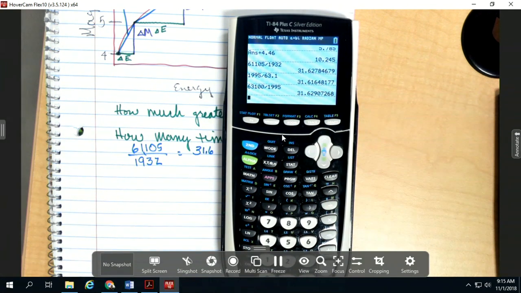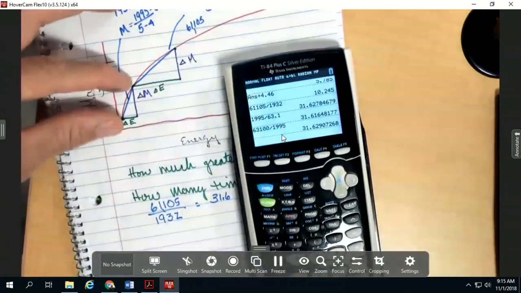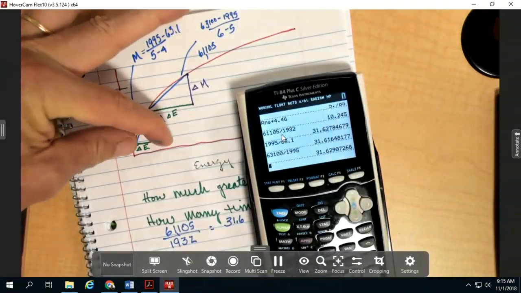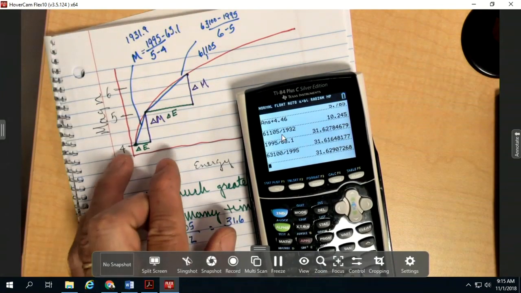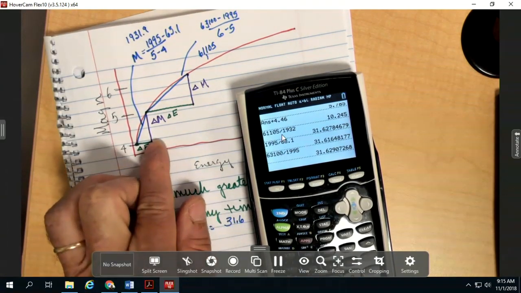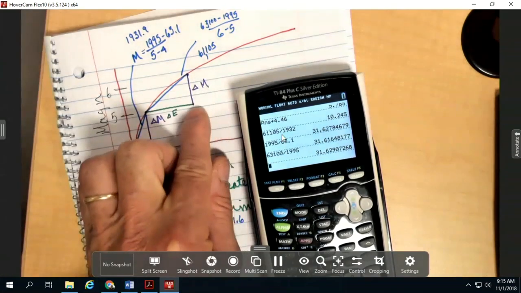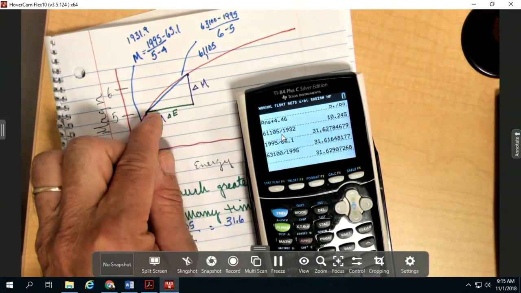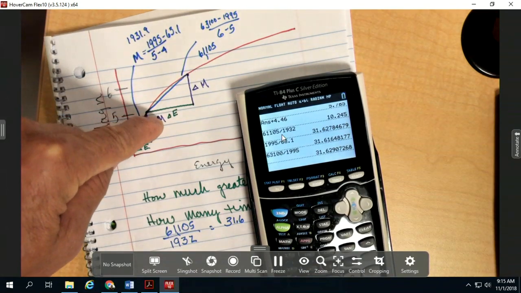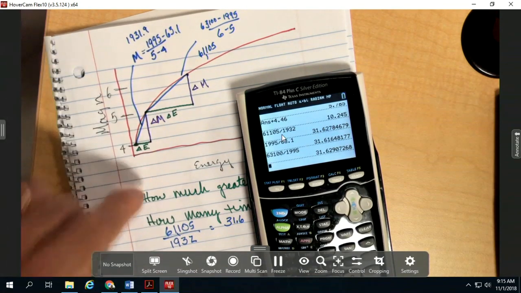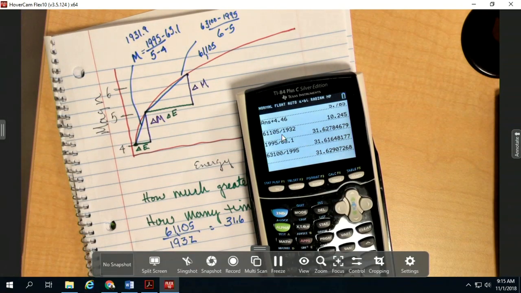So what's that saying? It's saying two things. One, this earthquake is, oh, I'm sorry, this one is 31 times more energy than this one. But it's also saying the slope of this one is 31 times greater than the slope of the other one. So, well, 31.6, I guess.